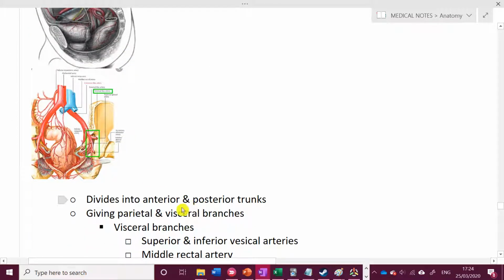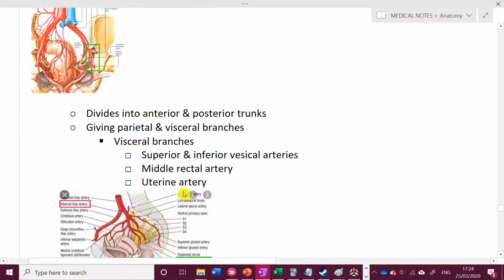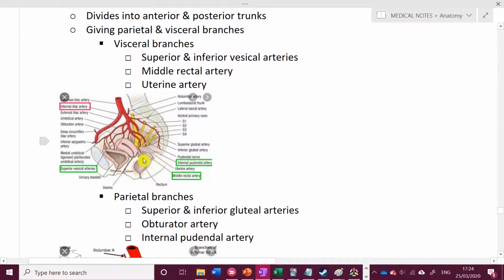It divides into anterior and posterior trunks, and it gives parietal and visceral branches. So you can have a look at the anterior and posterior trunks. We have parietal and visceral branches. So the visceral branches are the superior and, well, there's no inferior here, but there would be, so superior and inferior vesical arteries, the middle rectal artery and the uterine artery.